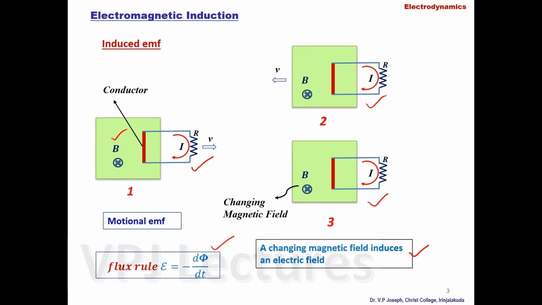A changing magnetic field induces an electric field, which is of much importance in electromagnetic induction. If a conductor is placed in a changing magnetic field, an EMF is induced in the conductor, and if the conductor is not there, we can say that there is a changing electric field in that region associated with the changing magnetic field.